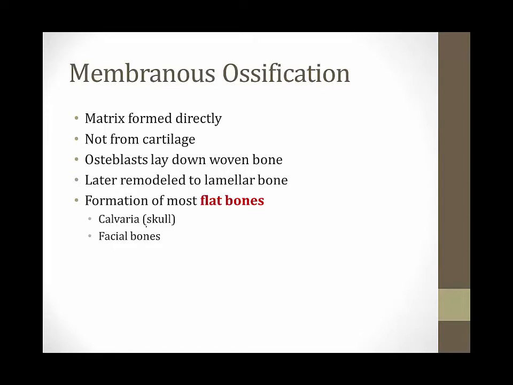The second process by which bones are formed in utero is called membranous ossification. In this type of bone formation, bone matrix is formed directly and not from a cartilage mold. Osteoblasts will lay down woven bone, they'll later remodel it to lamellar bone. And this is the way most of the flat bones in our body are formed. For example, the calvaria, which is the skull bones, many of these are formed by membranous ossification. Same thing for many of the facial bones.